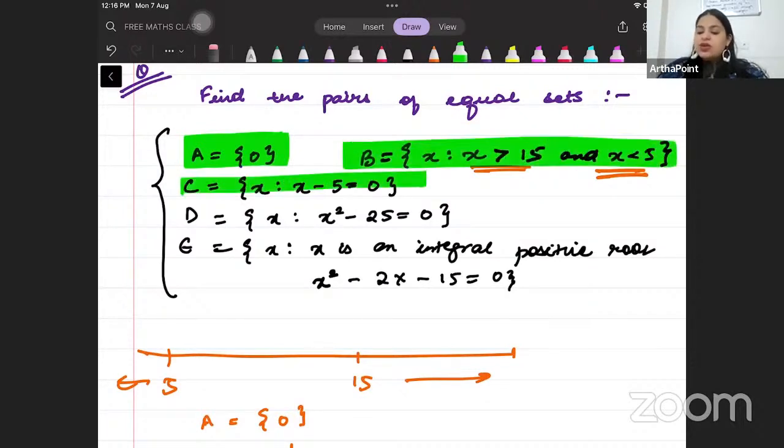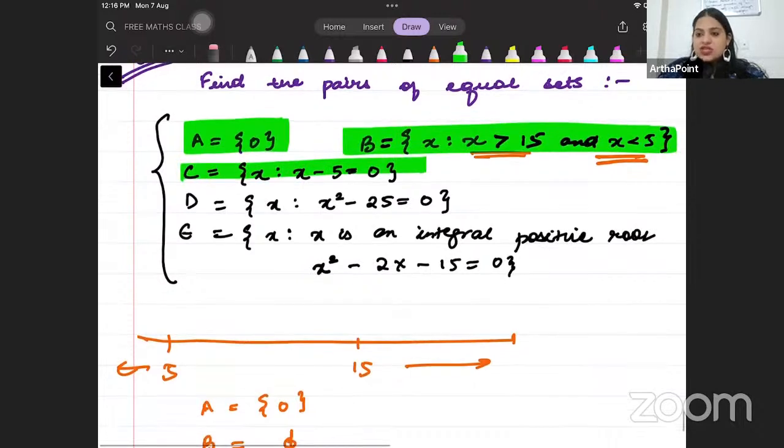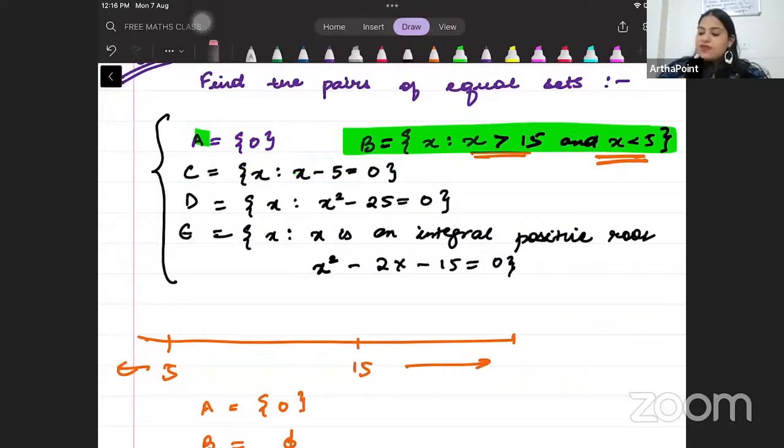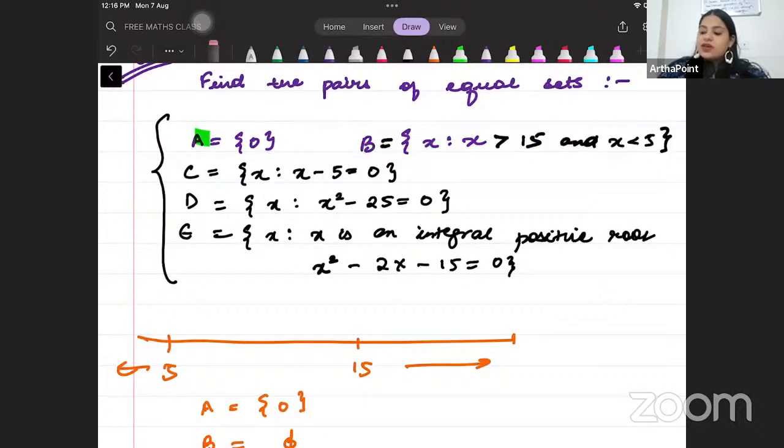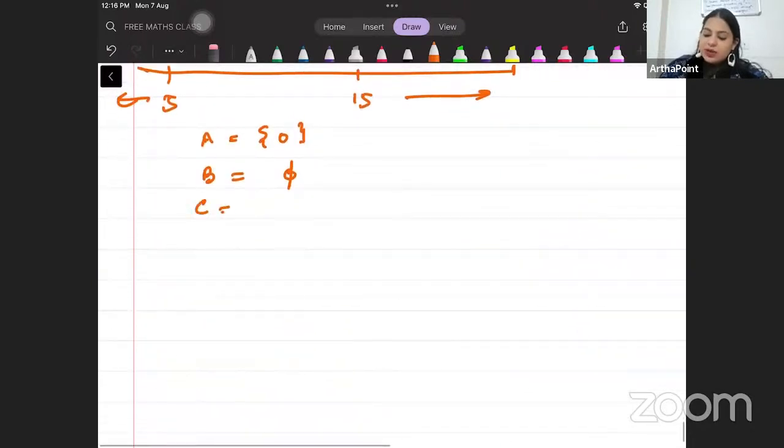अब C देखो. C says x is such that x minus 5 is equal to 0. So beta, if x minus 5 is equal to 0, this implies x will be equal to 5, right? So C has an element which is 5.